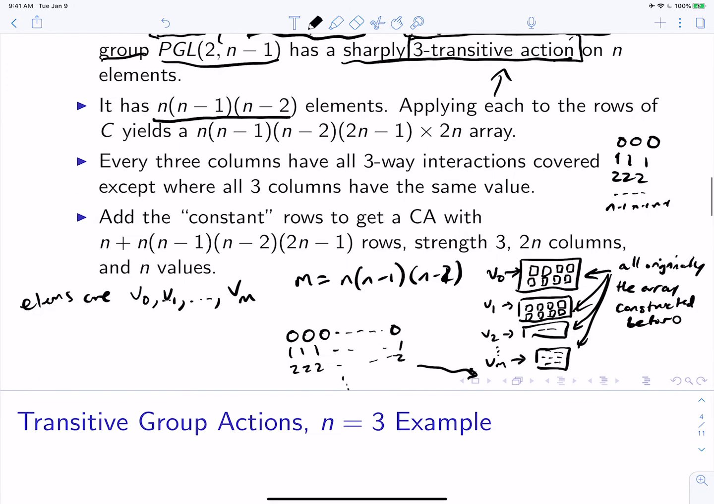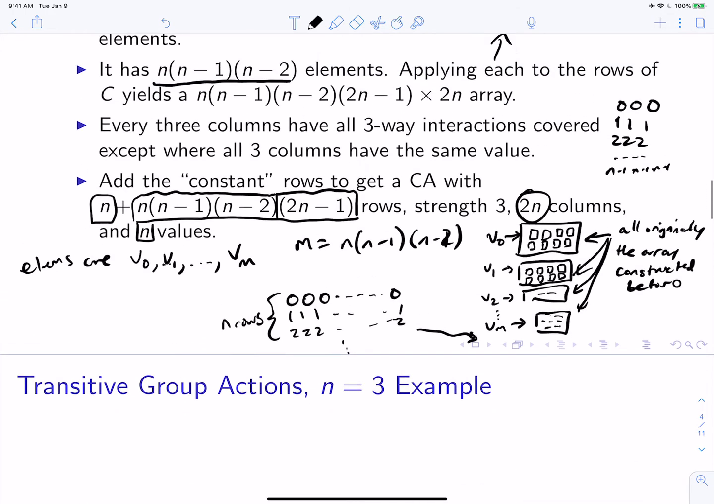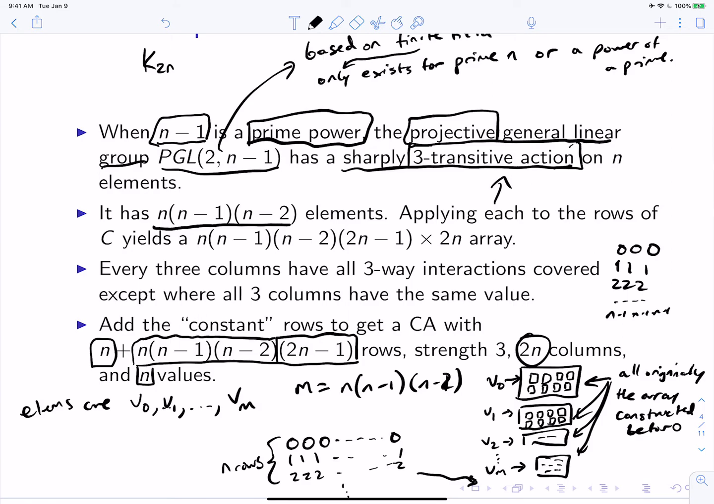So what we get then is the number of rows that we constructed. Well, we had 2n minus 1 originally for each of the original arrays, and for each of them we applied them to each of the elements of this giant group. We added n rows on to get the final, so these are the final n rows, because we didn't cover those interactions. We have 2n columns because that's the number of columns originally and we didn't add any, and the number of values is n because that's what we started with anyway. Okay, so that's basically a way to get a covering array of strength 3 for any prime power.